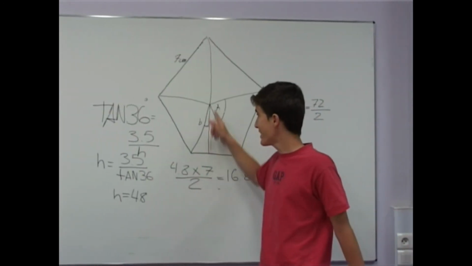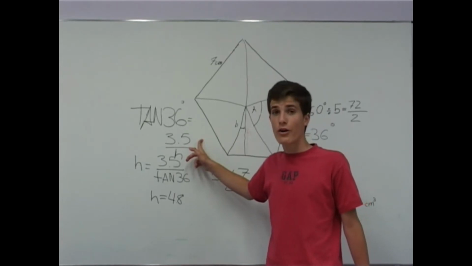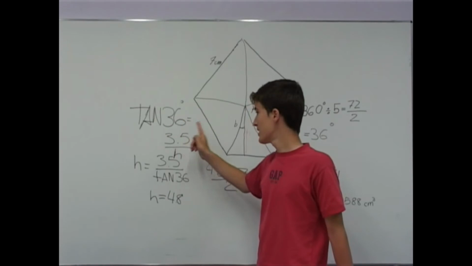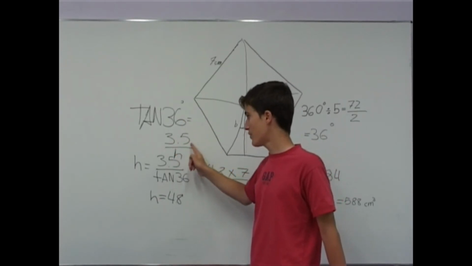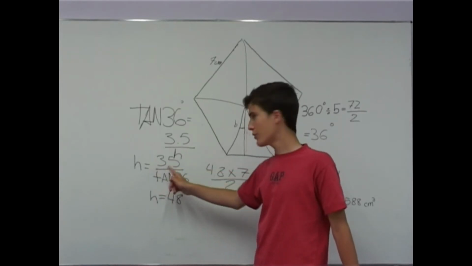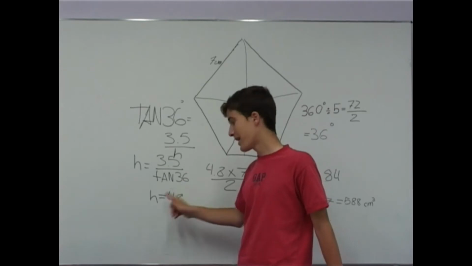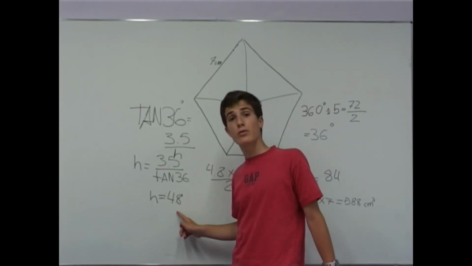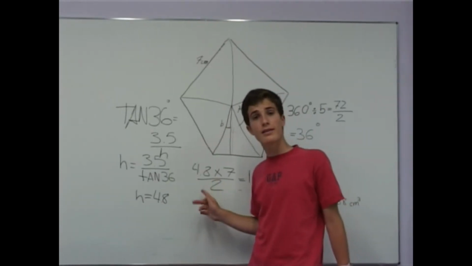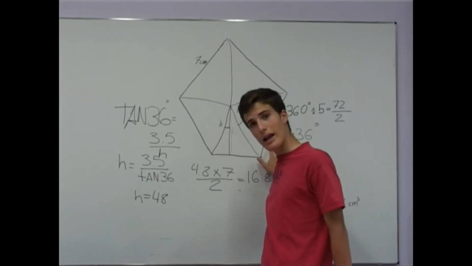So now we have to find the height. That's where we're going to use our maths. Tan 36 gives us 3.5 by height, which is height equals 3.5 divided by tan 36. Height equals 4.8. Now you have 4.8 times 7, which is the length of each side.